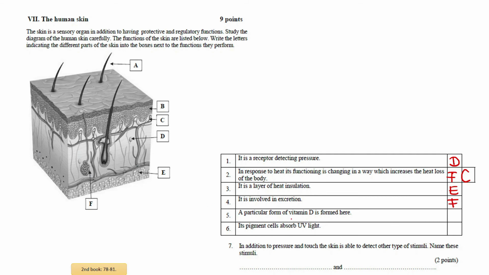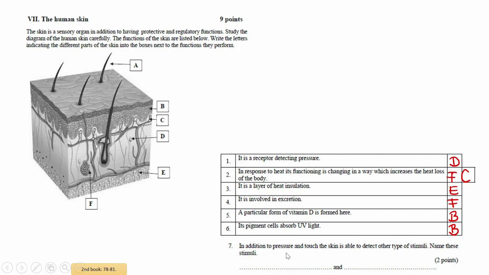A particular form of vitamin D is formed here. We know that that's gonna be the epidermis layer, so B. Its pigment cells absorb UV light, and that is also going to be the epidermis layer, so B. Melanocytes, melanin, don't forget what we have discussed about these.